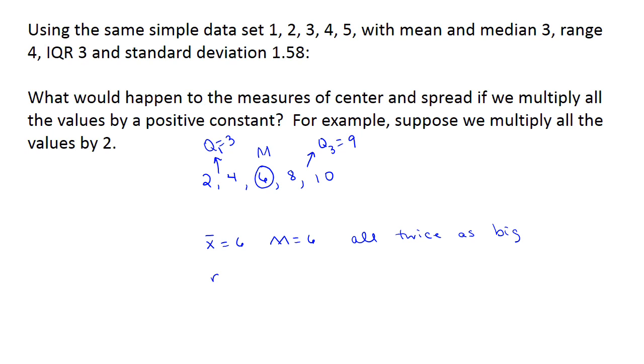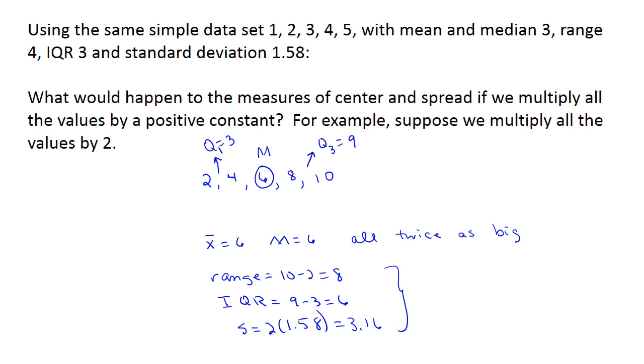And then what about the range? The range is now 10 minus 2. It's 8, twice as big as before. What's the IQR? It's 9 minus 3. It's 6, twice as big as before. So as you can see, and with a little checking, you would see that the standard deviation is twice as big as 1.58, which is 3.16. You'd have to put the data into your calculator to actually see that calculation. So all of these are twice as big as well.